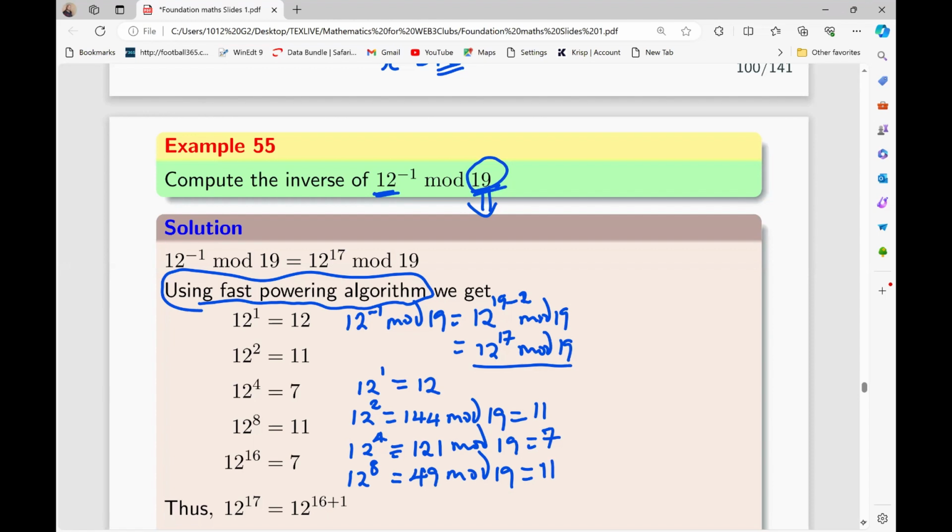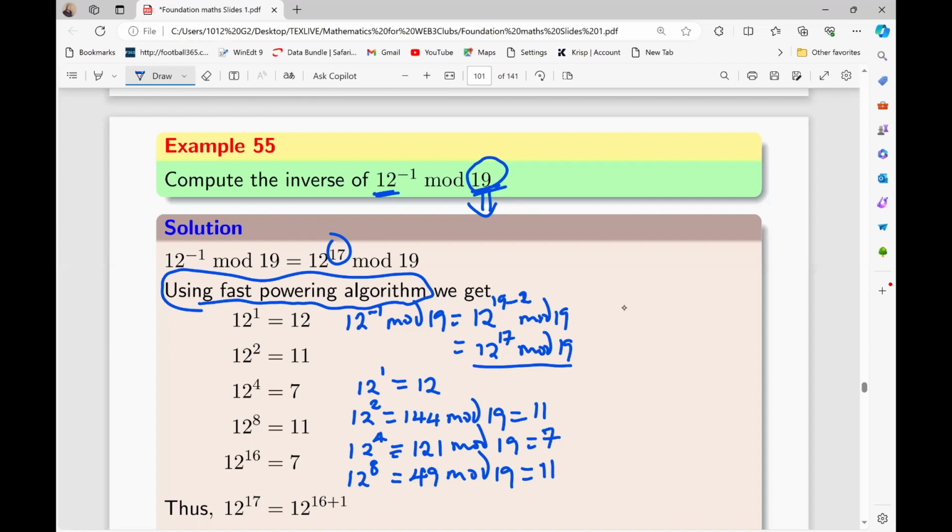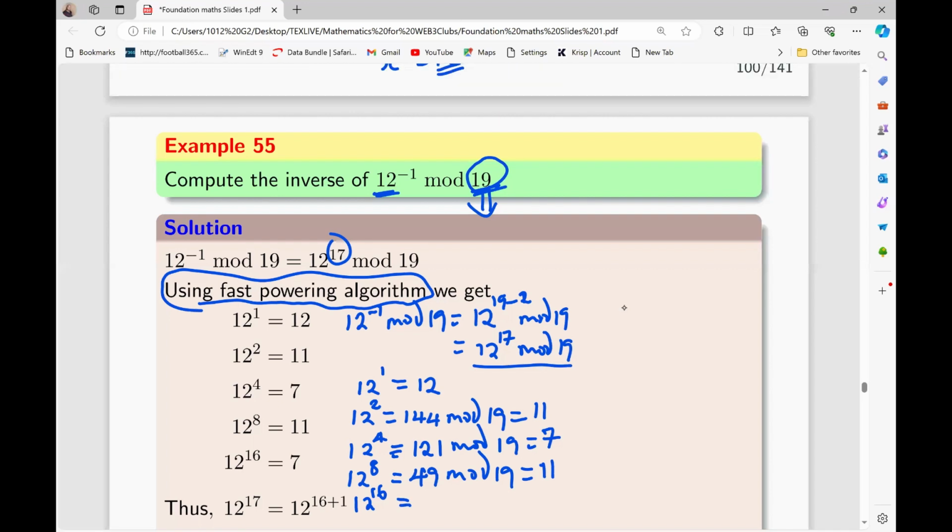Let us again square, because we want to go up to the power of 17, or very close to it. So when we square this one, you get 12 raised to 16. And squaring 11 again, what we get there is 121. The first time we got 121, the remainder was 7.